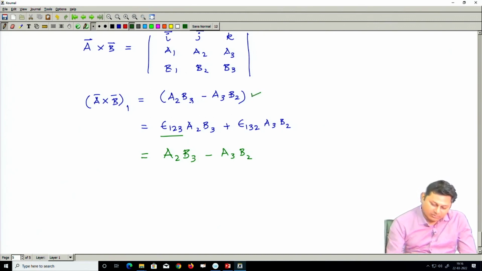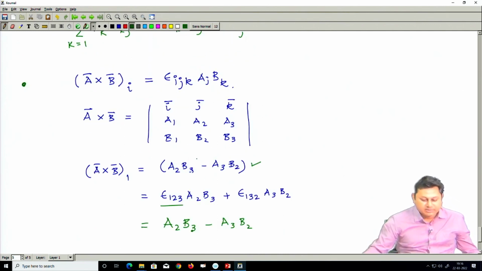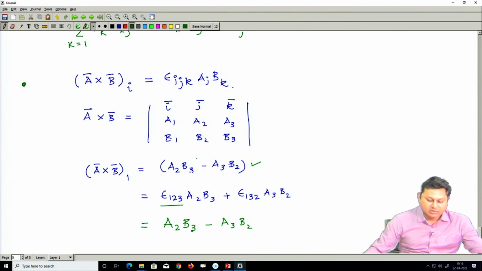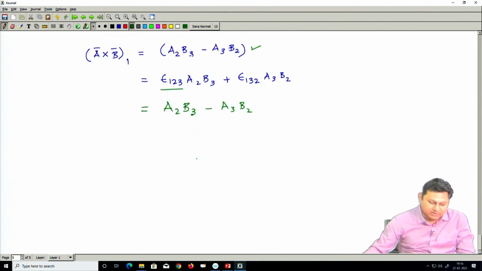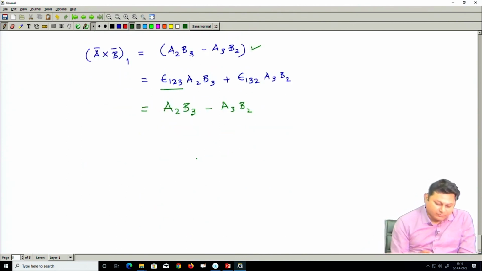So, this is the way we can define the cross product in terms of this Levi-Civita symbol epsilon 1 2 3, very powerful and very useful. Now, a few more things.